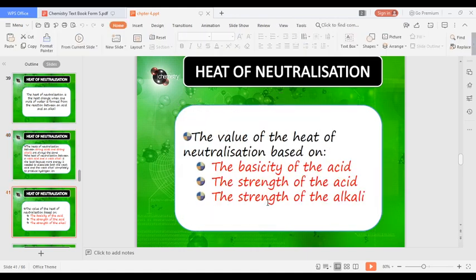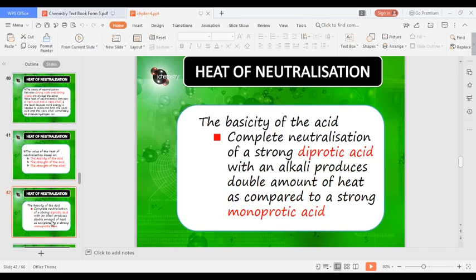The value of heat is based on the basicity of the acid, the strength of the acid and the alkali. For the basicity of the acid, the complete neutralization of a strong diprotic acid with an alkali produces double the amount of heat compared to a strong monoprotic acid. So, what is the example for the diprotic acid, Tinesh? Boleh bagi saya contoh satu? H2SO4. Kalau monoprotic acid? HCl. Okay, kita ada mono, kita ada di, kita ada triprotic.